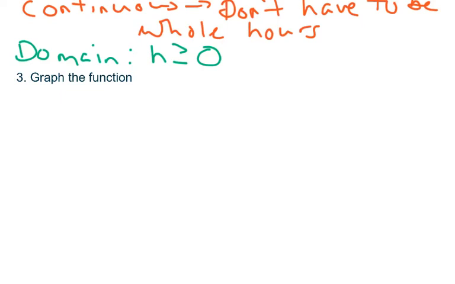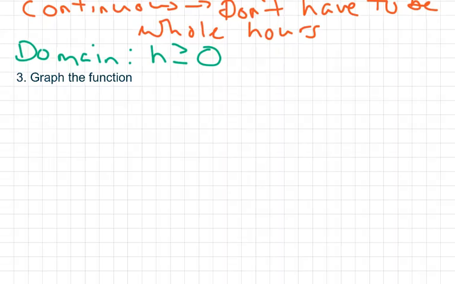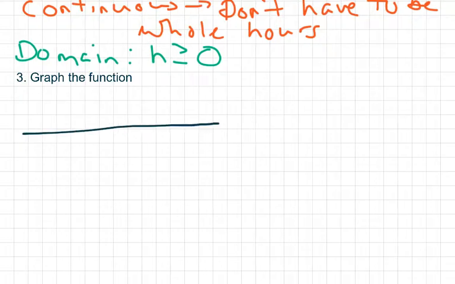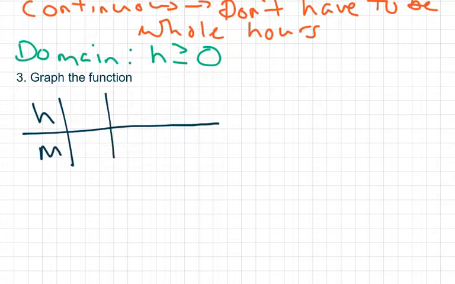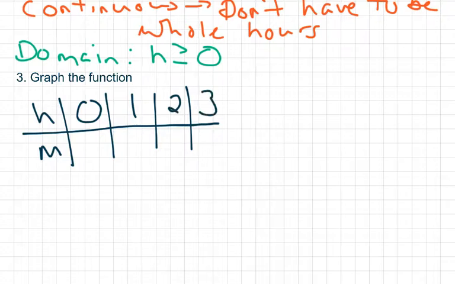Since we have a continuous domain, let's just pick some h values. We'll have h, we'll have m, and let's just pick, say, 4. So let's say 0 hours, 1 hour, 2 hours, and 3 hours. If I run for 0 hours, how far did I go? That would be 0 miles. If I run for 0 hours, that means I go nowhere.